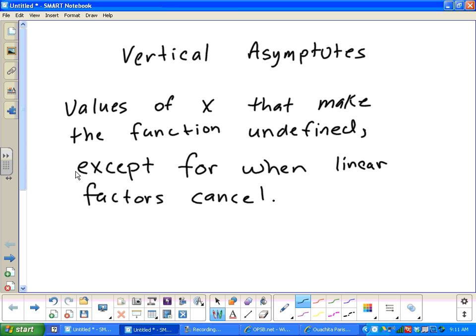So when I get some things that cancel out, even though they still might make the function undefined, they're not going to give me a vertical asymptote, but this is when I would get a hole in the graph, okay? And so when I get what looks like a vertical asymptote, but the factors cancel out, it's not a vertical asymptote, but it's a hole. Now that's probably really confusing, okay? I'm sure probably nobody really got that, but just watch here, okay? So let's do an example.